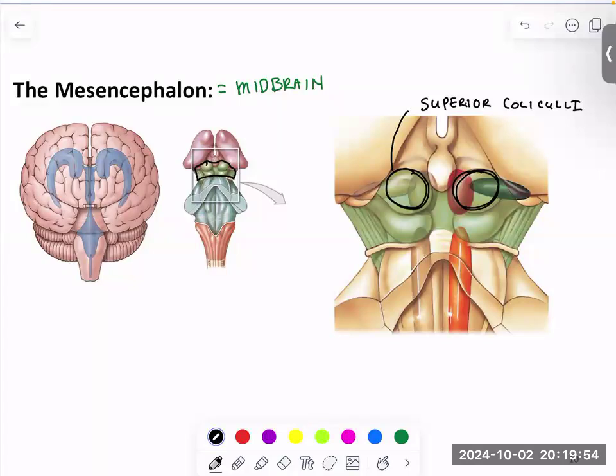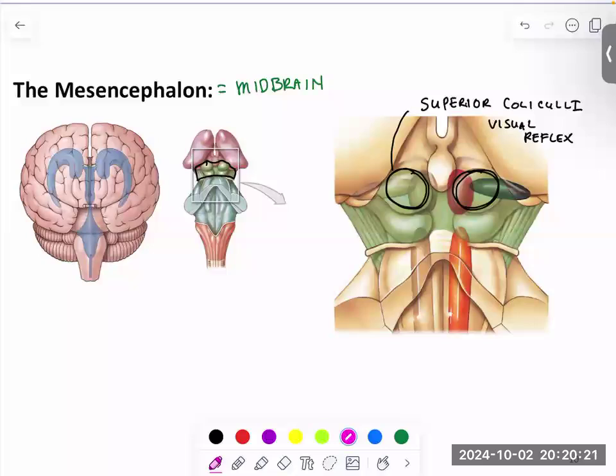The superior colliculi are responsible for controlling your visual reflexes. When something jumps out in front of you that was unexpected and scares the crap out of you, that is the superior colliculi reflex. Visual reflex, folks.